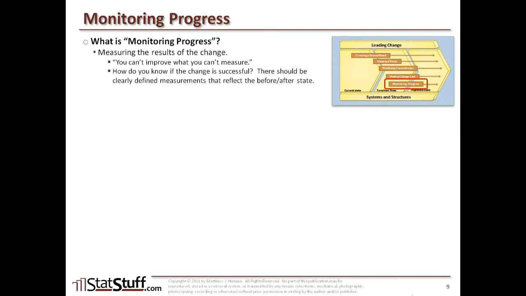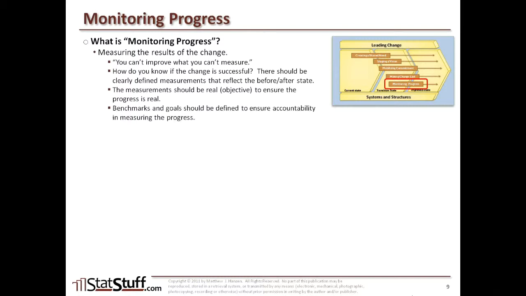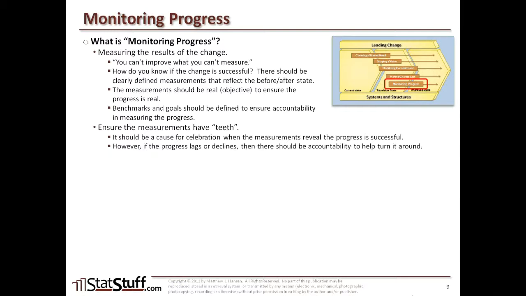There should be some clearly defined measurements that help reflect the before state and the after state once it's been implemented. The measurements that are used should be real, that is, they should be objective to ensure that the progress you're realizing is also real. Any benchmarks and goals should also be defined to make sure that you have accountability in how you're measuring that progress. You should also ensure that those measurements have teeth. That is, you should have a cause for celebration if you're seeing real progress as reflected in those measurements. But at the same time, if you're finding the progress is lagging or declining in some way, then there also should be accountability to make sure that you can help turn it around.